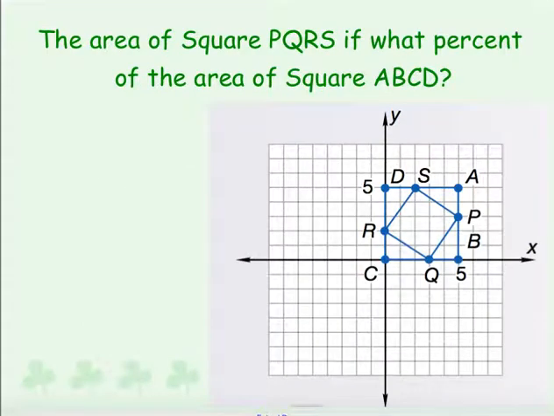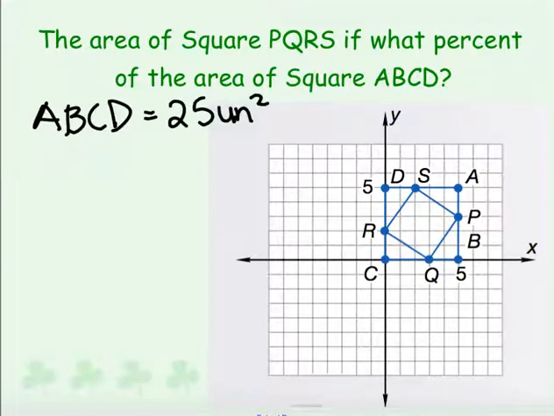The area of square PQRS, what percent of the area of ABCD? So we need to find each of these areas and figure out that small one is what percent of the large one. Now, the large one, ABCD, is just a 5 by 5 square. So we would say the area is 25 units squared.